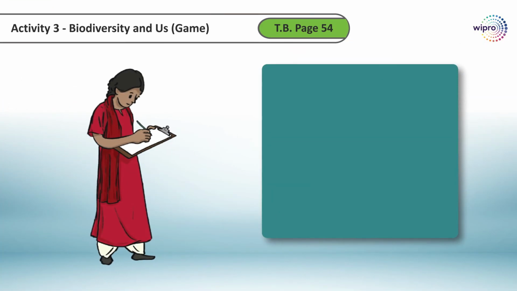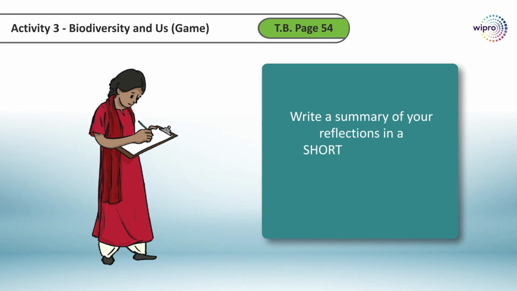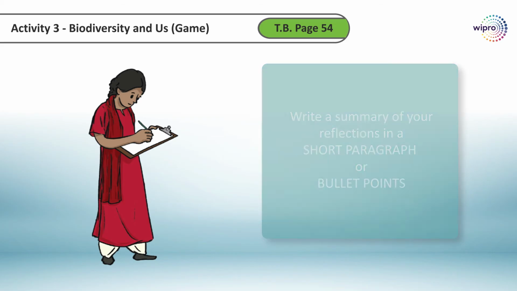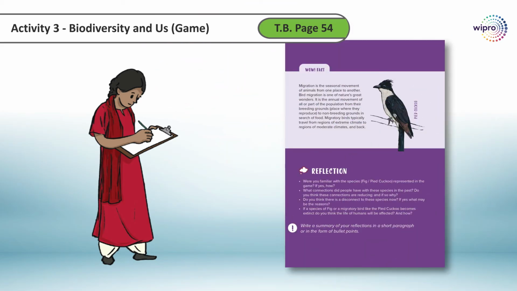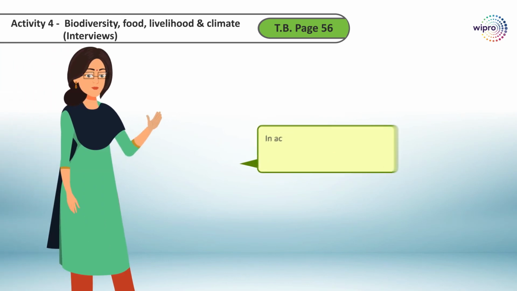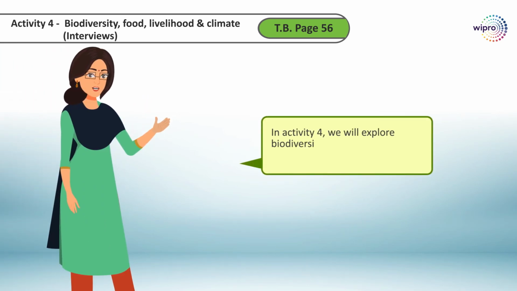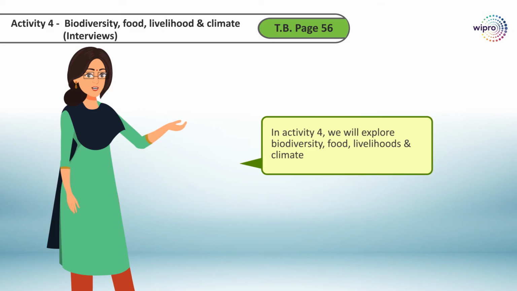End Activity 3 with writing a summary of your reflections in a short paragraph or in the form of bullet points, with the help of points that are mentioned in the reflection section of Activity 3 of the Wipro Sustainability and Biodiversity booklet. In Activity 4, we will explore biodiversity, food, livelihoods and climate.